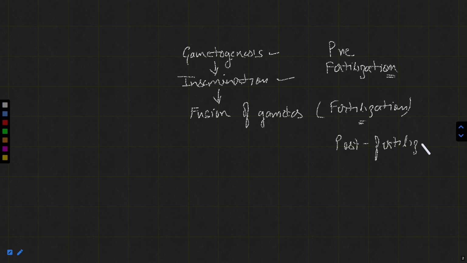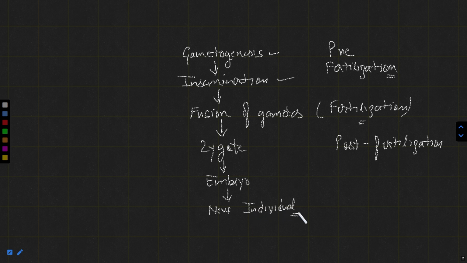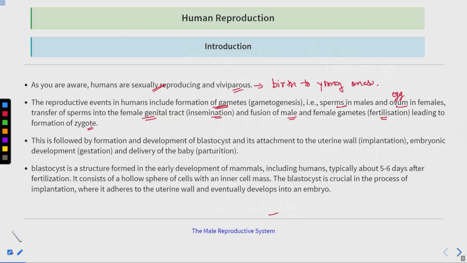So after fertilization, what develops? The zygote will develop. The zygote is a structure which is formed after fertilization. Then the zygote will form the embryo, and the embryo will form the new individual. So first is pre-fertilization, second is fertilization, and third is post-fertilization.